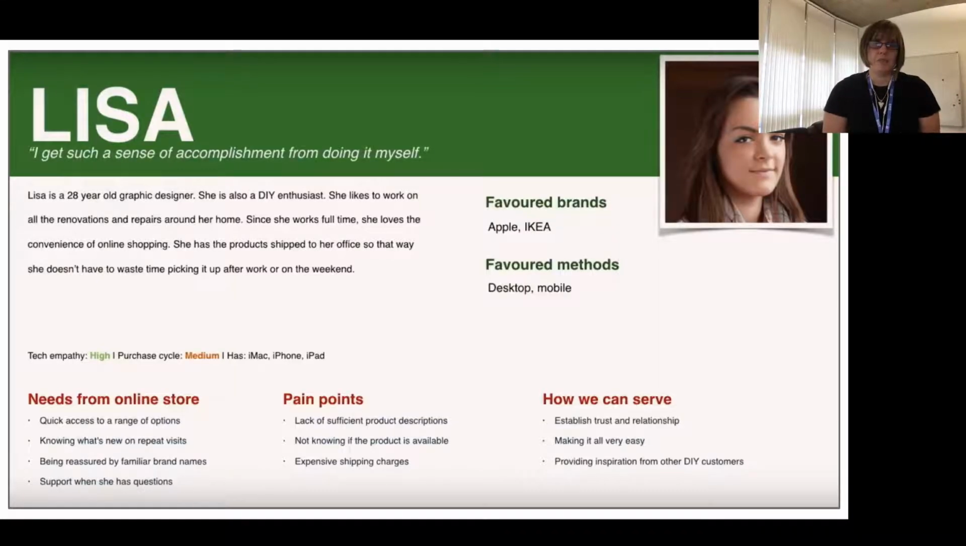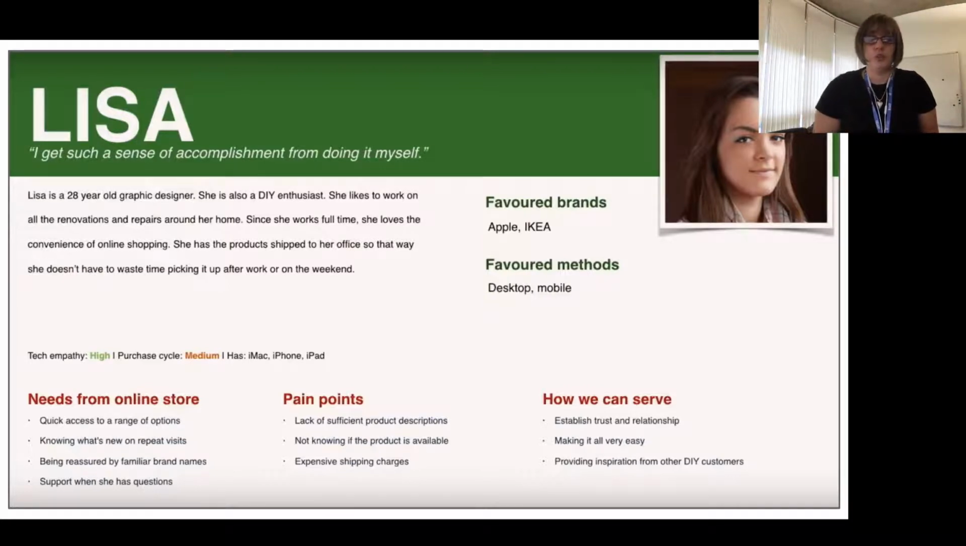So we might have something like, this is one that's got a really nice quote. The layout on these are very different, and that's a design thing for different people who are creating them. So Lisa, some information about her. She has favoured brands, which tells us something about her. We've very clearly highlighted there some pain points, and also how we can serve. So we being the design team or the company, what can we do to help Lisa to achieve what she wants to do? She wants to have quick access to options.